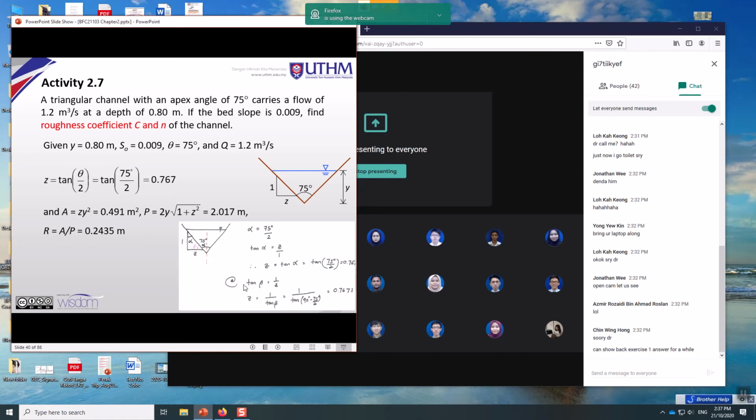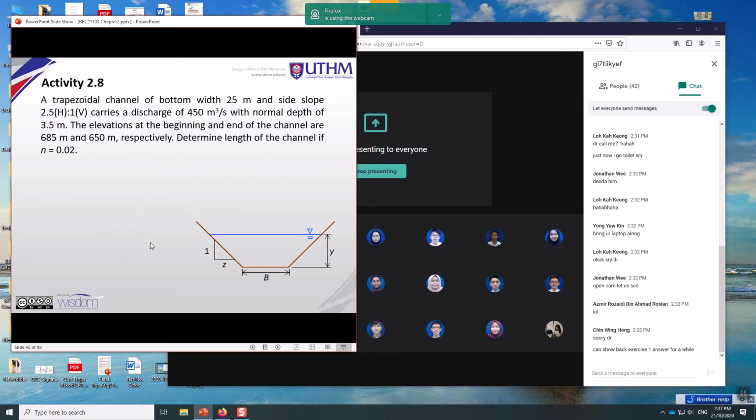where we get our z. Because I could ask you to solve for z given an angle, given a slope value or a percentage value. You just need to understand that.